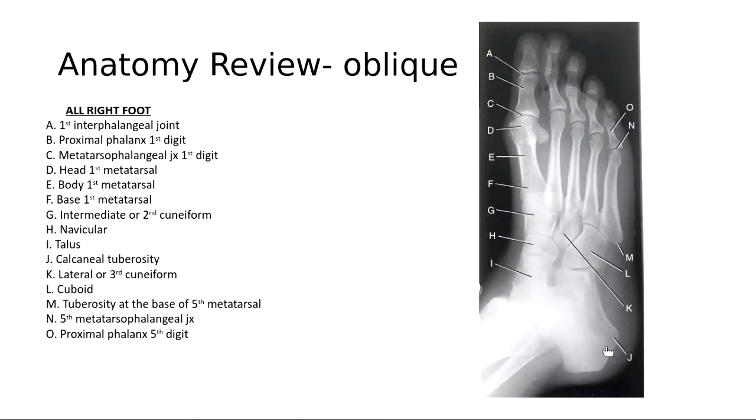K is the lateral or third cuneiform. L is the cuboid. M is the tuberosity at the base of the fifth metatarsal. N, you have the fifth metatarsophalangeal joint of the right foot. And O is the proximal phalanx of the right fifth digit.